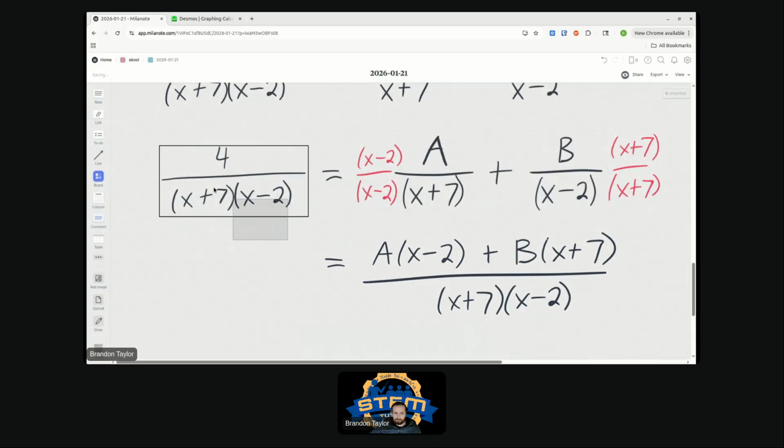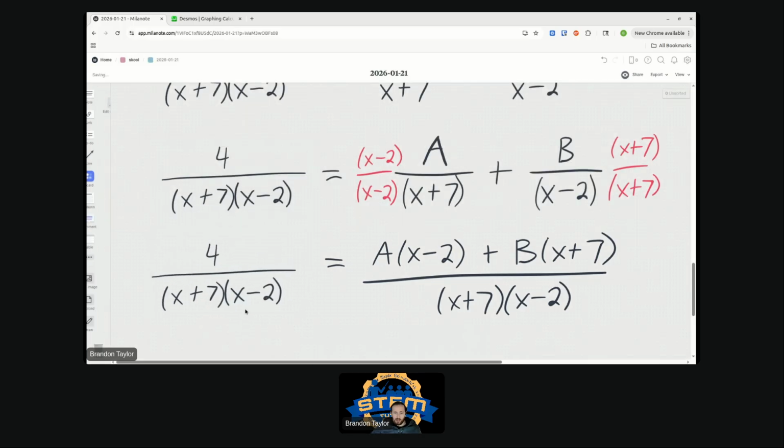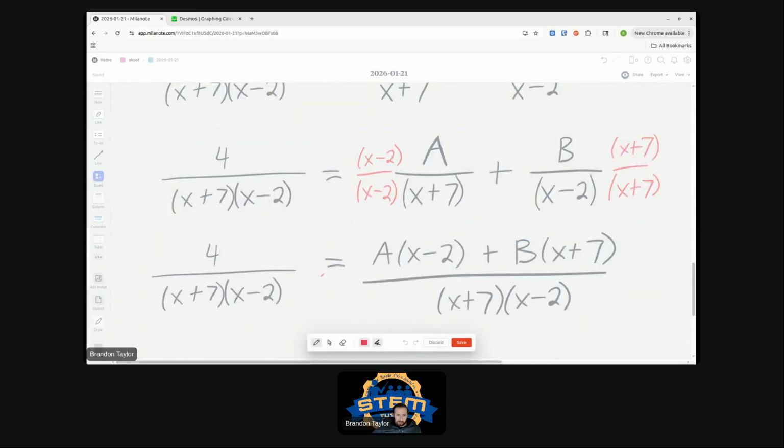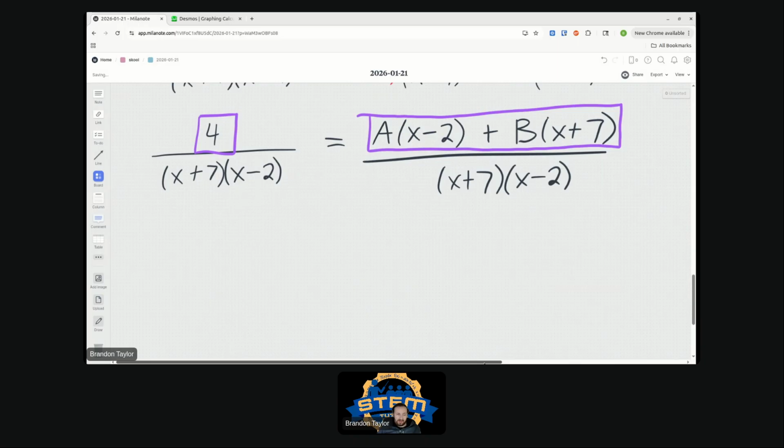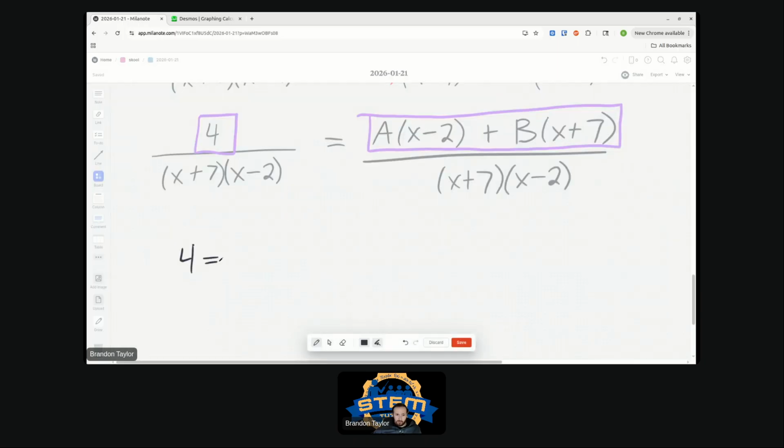We get something like that. So basically, we know another way to think about it, obviously. So now the denominators line up. Now what we really need to do is make the numerators be the same thing. How do we do that? We basically just set them equal to one another. So 4 equals a times (x minus 2) plus b times (x plus 7).